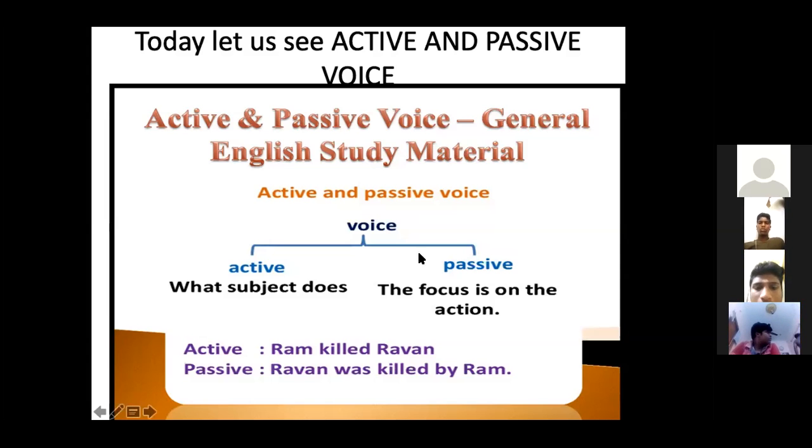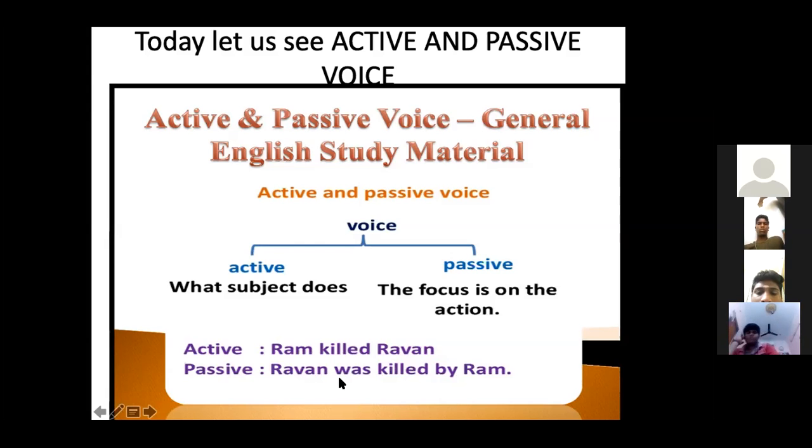But in the passive voice, you can see the focus is on the action, and the importance is given to the object. Okay, so for example, you can see Ram killed Ravan. This is in the active voice. Then when you are changing it into the passive voice, you can see that Ravan was killed by Ram. So the subject becomes the object and the object becomes the subject in the passive voice.